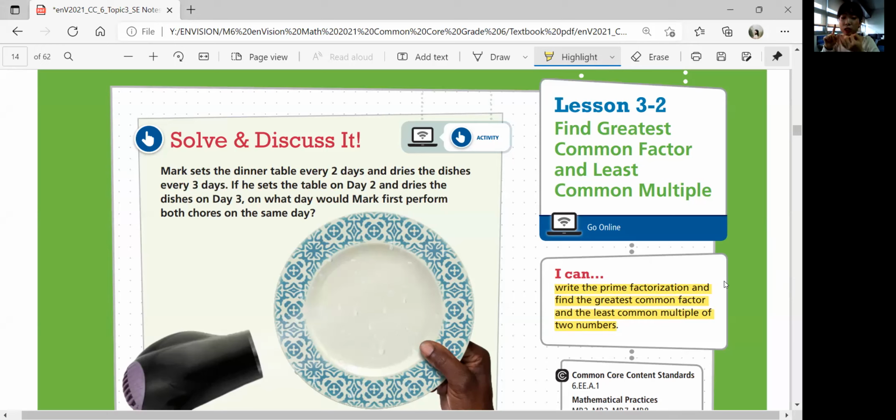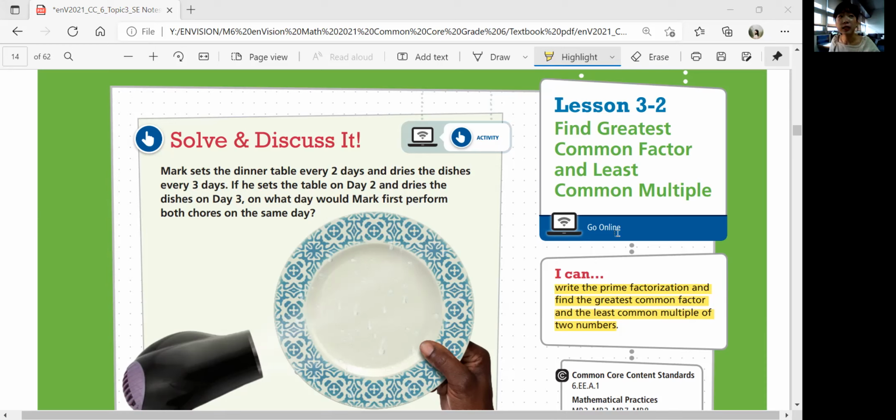You'll use GCF and the distributive property to add. You'll use the GCF and LCM to solve problems. And also language-wise, you'll be able to explain how to write the prime factorization and find the greatest common factor and the least common multiple of two numbers. Let's look at solve and discuss it.